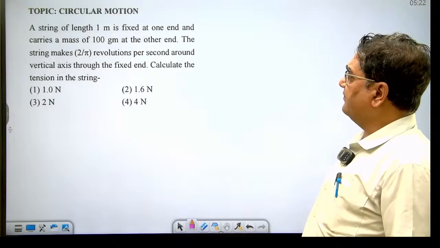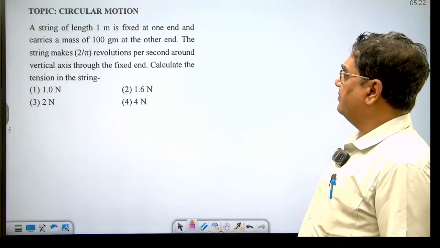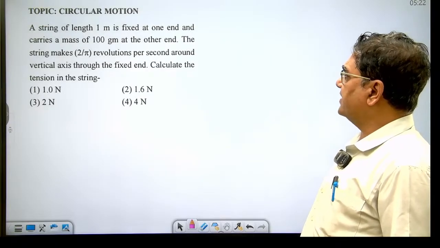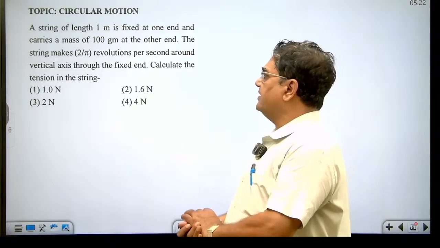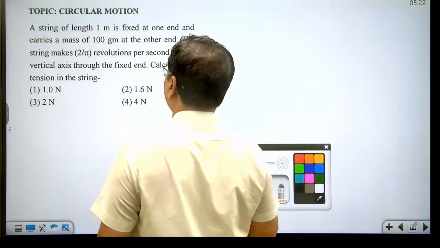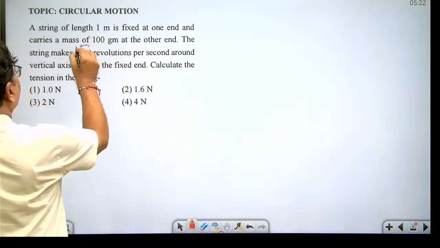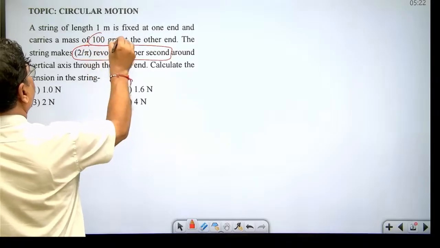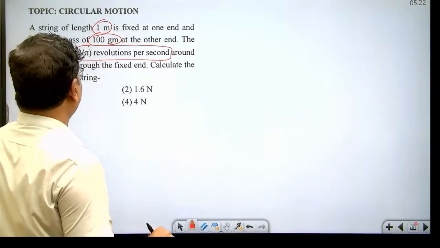A string of length 1 meter is fixed at one end and carries a mass of 100 gram at the other end. The string makes 2 upon pi revolutions per second around a vertical axis through the fixed end. Calculate the tension in the string. If you read the question properly, revolutions per second means angular speed is constant. And when angular speed is constant, the motion is uniform circular motion. The mass of the particle is 100 gram. String length is 1 meter, which means the radius of the circular path is 1 meter.